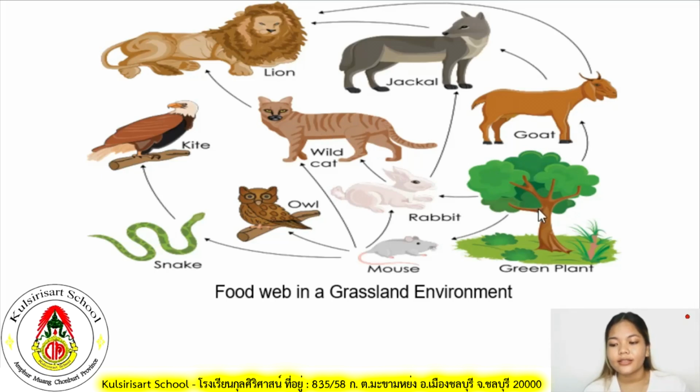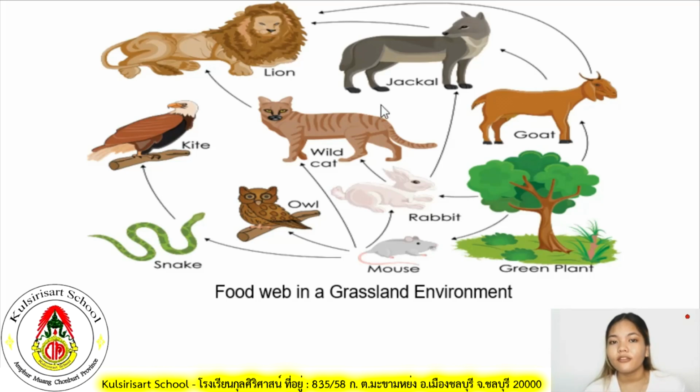Now, in another example, we have there the green plant, which is eaten by the mouse. Now, the mouse is eaten by the owl. So, that is an example of a food chain again. Now, we have another example. We have there the green plant, which is eaten by the goat, and the goat is eaten by a jackal, and the jackal is eaten by the lion. Okay, so that is another series of food chain.